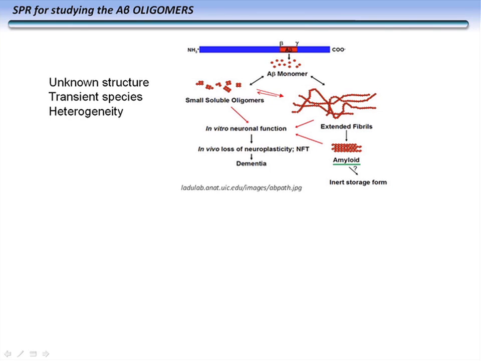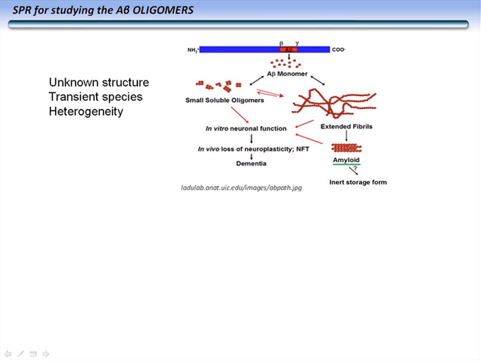This is a quite difficult task because these species are transient species. They are very unstable. Their structure is unknown, and also there is a high heterogeneity. It could be that there are many different oligomeric species present at the same time.